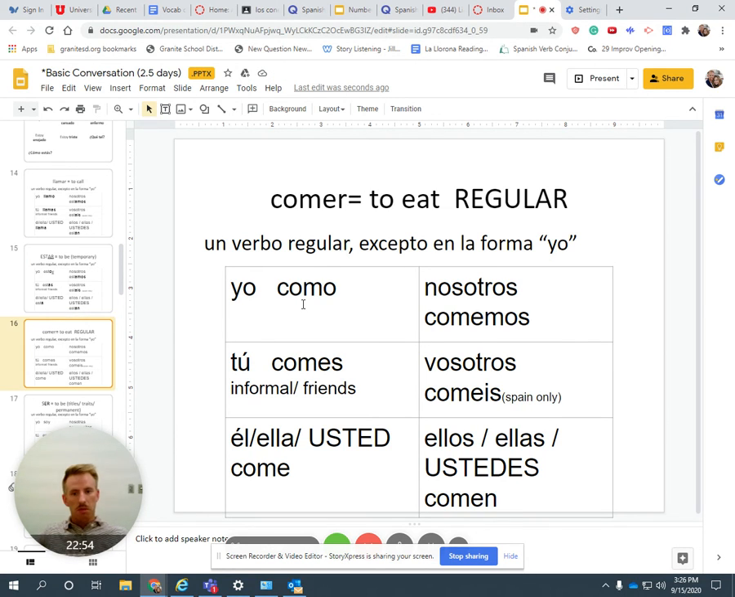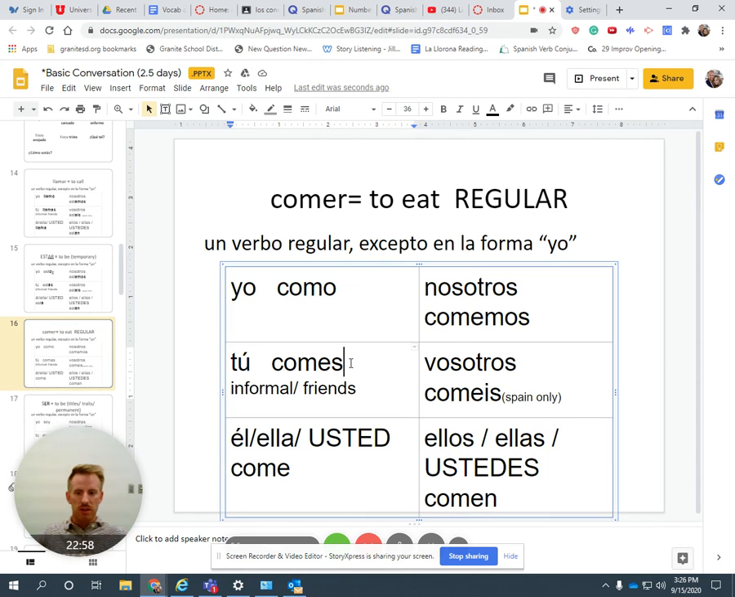So yo como, I eat. Yo como McDonald's. Tú comes Burger King. You eat Burger King. Ella come Subway. She eats Subway. Nosotros comemos comida de la cafetería. We eat food from the cafeteria. Ustedes comen Dairy Queen. No sé. You all eat.